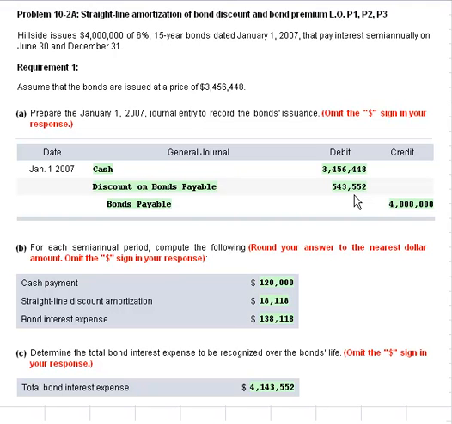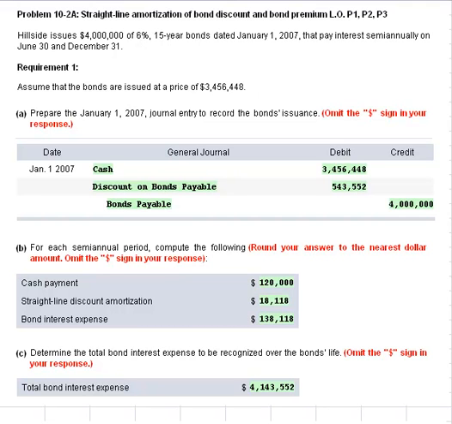Now one thing to realize is if we have a discount on bonds payable, then that means we've issued the bonds at a market price that's higher than the stated value. So just because we know the bonds issued at a discount, we know the 6% stated value isn't what they were issued at. The market rate at the time was higher.